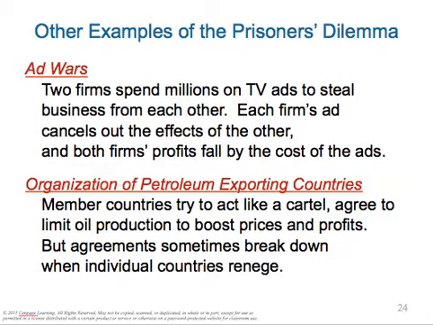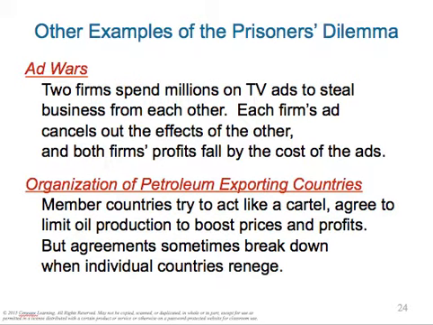Now, other examples of prisoner's dilemma are ad wars. Two firms spend millions on TV ads to steal business from each other. Cell phones are a great example. Each firm's ad cancels out the effects of the other, and both firms' profits fall by the cost of the ads. They basically just cut each other's throats.